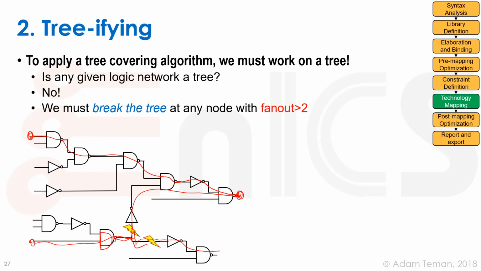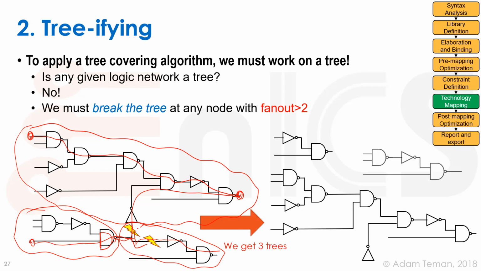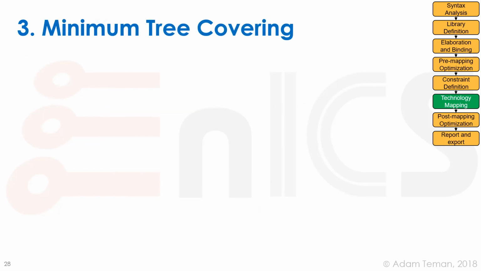What we arrived at is 3 trees. We have this tree, which is completely and totally a single tree where every input has 1 output. We have this tree, and we have this tree. Once we did that, we can optimize each one of these trees. That stage is called tree-ifying: we go through the whole design, cut the fan-outs that are higher than 1, turn it into separate trees, and then apply our tree covering algorithm to each of these 3 trees. That leads us to our third stage, the minimum tree covering stage.